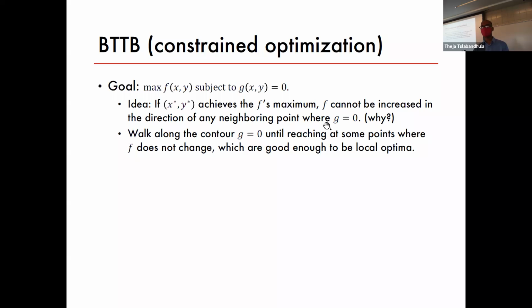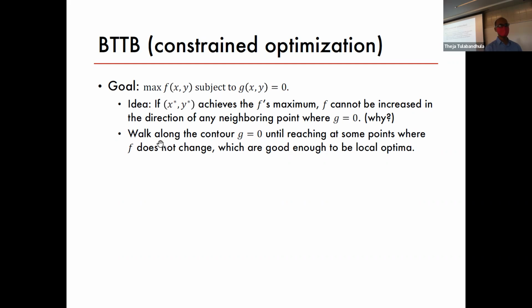Okay, so if there is any other point in that neighborhood which also satisfies g of x comma y equals 0, of course the function value cannot be increased there, because that disagrees with the definition that they are the best. They are the maximum. Okay, so how do we think about this maximum?